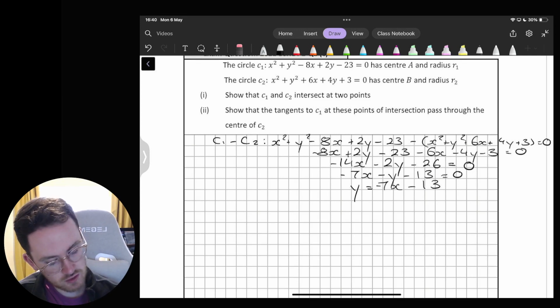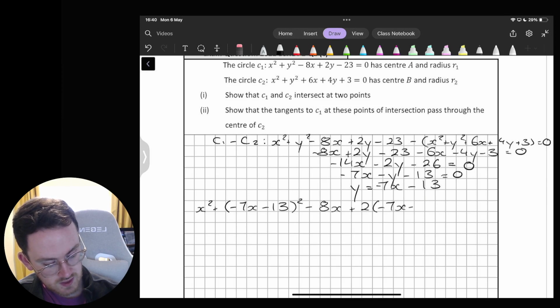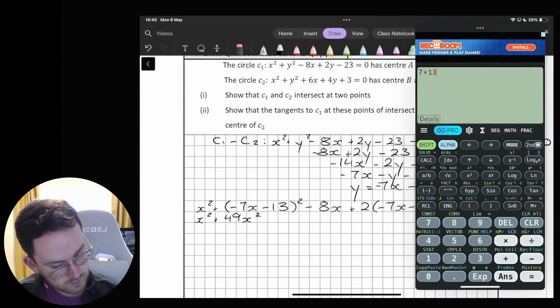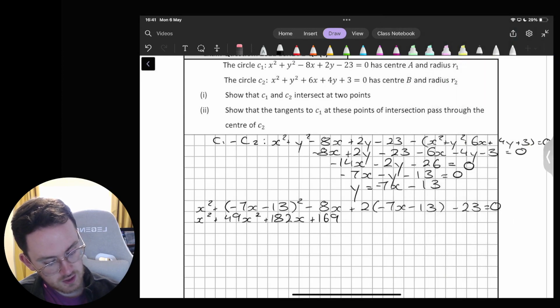Subbing that back into either of my equations of the circle, we'll just take the top one. So x squared plus minus 7x minus 13 squared minus 8x plus 2 minus 7x minus 13 minus 23. Okay, I'm being very careful of our signs here. So I'm getting 49x squared, let me see, 7 by 13 is 91 by 2 is 182 here. So that's plus 182x plus 169 from the 13 squared. Let's just double check that one. Yeah, lovely. Minus 8x minus 14x minus 26 minus 23 equals 0.